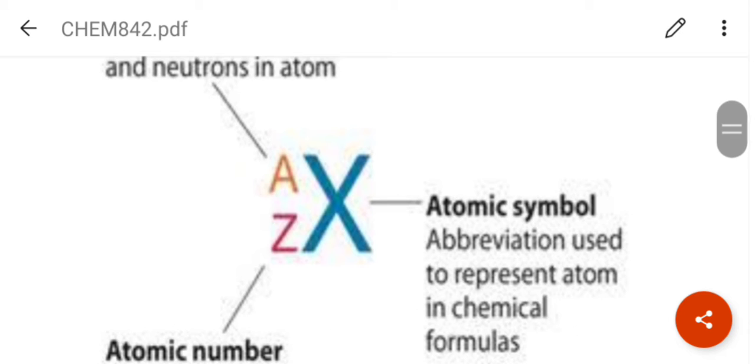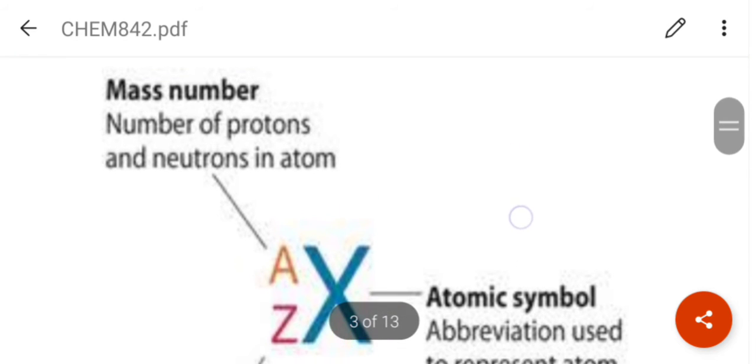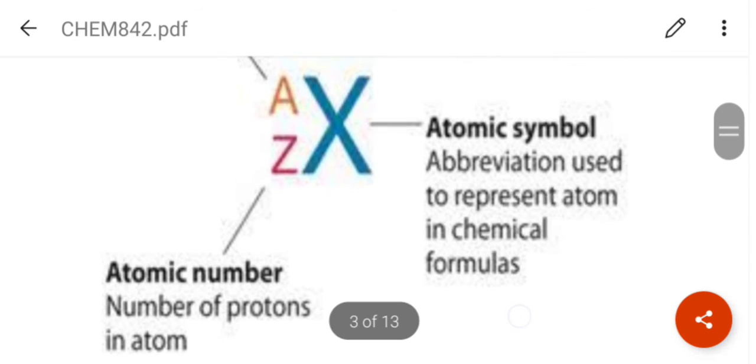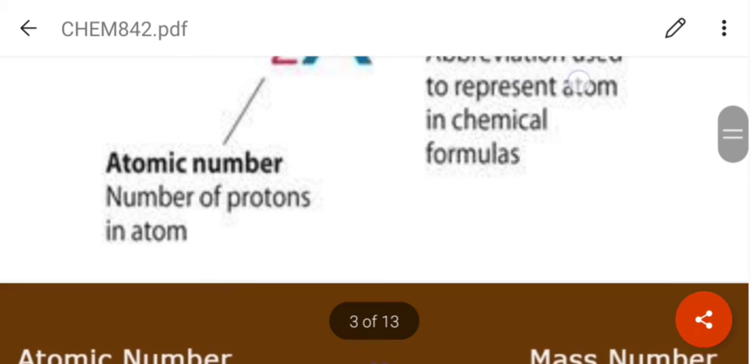So in this diagram, suppose this X denotes the atomic symbol. Capital A denotes the mass number, that is the sum of the protons and neutrons, and capital Z denotes the atomic number. So we can represent an atom of an element in this way.